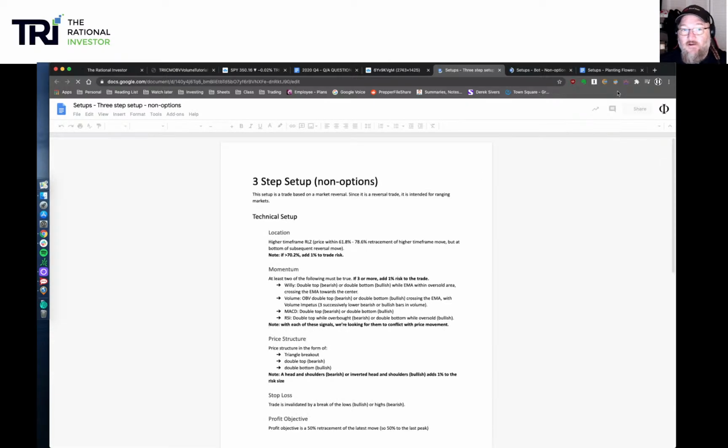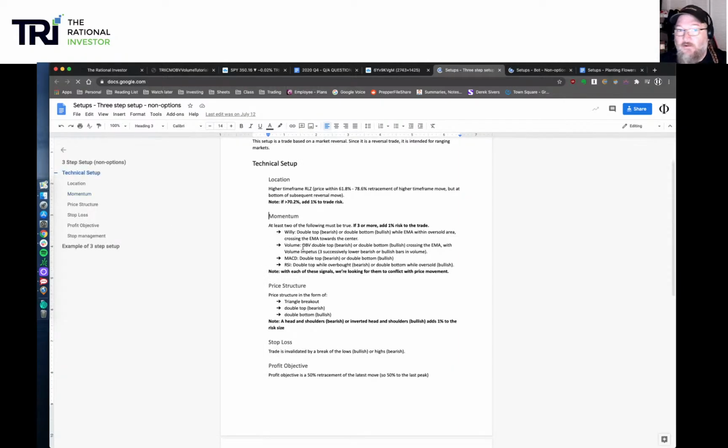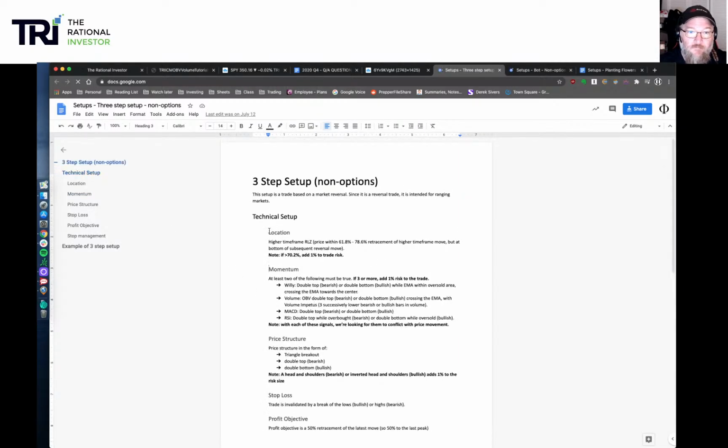setups that I've shared, and we can start looking for them. So I suggest you start out using this three-step setup, okay? And this is literally the write-up that I use for my trading, okay? So we look for a higher time frame RLZ. So we're looking for price within the RLZ zone, the 61.8 to 78.6 of a higher time frame move, and at the bottom of a subsequent reversal move.